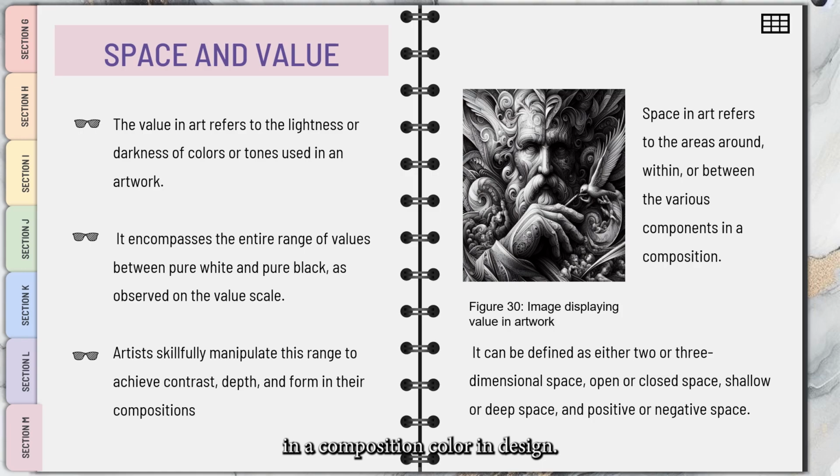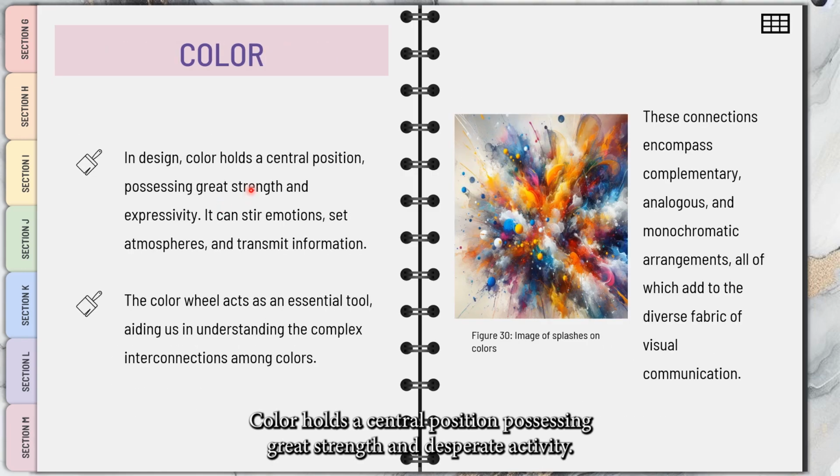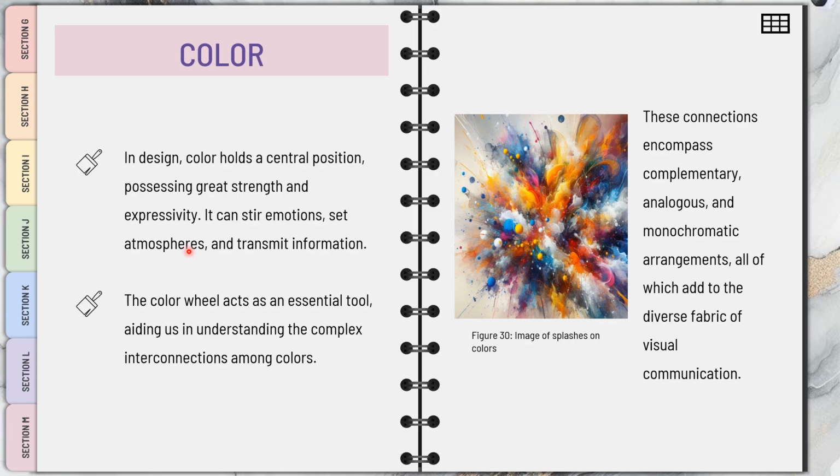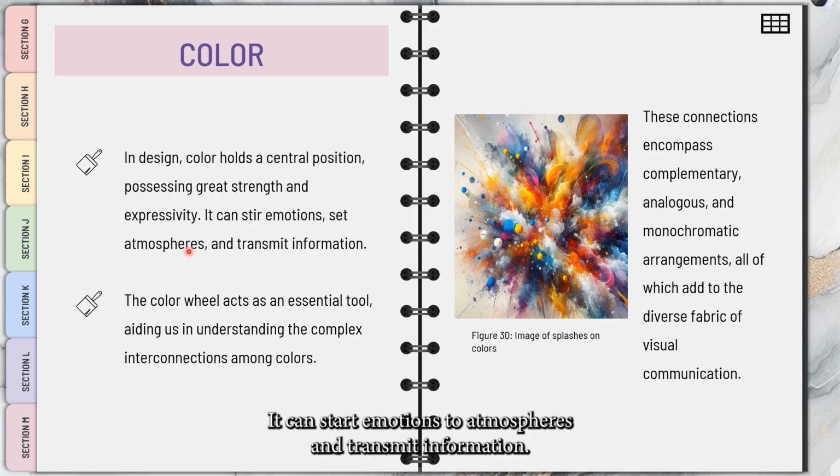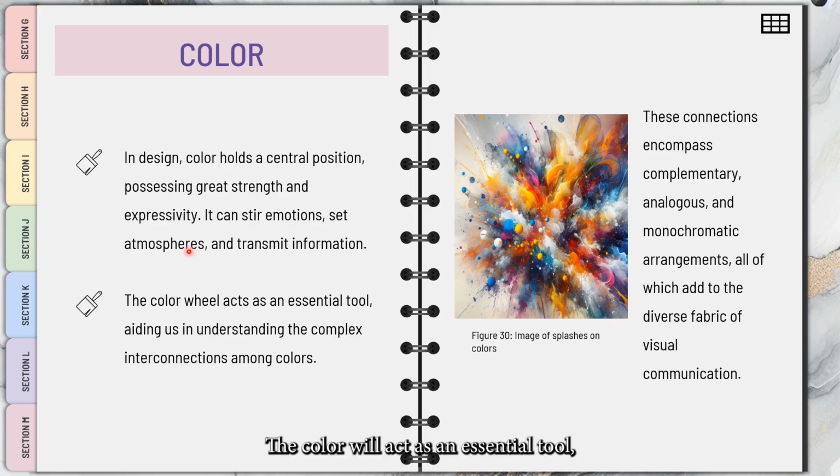Color. In design, color holds a central position, possessing great strength and expressivity. It can stir emotions, set atmospheres, and transmit information. The color wheel acts as an essential tool aiding us in understanding the complex interconnections among colors, as seen in Figure 30. In this image, it is showing a splash of colors.